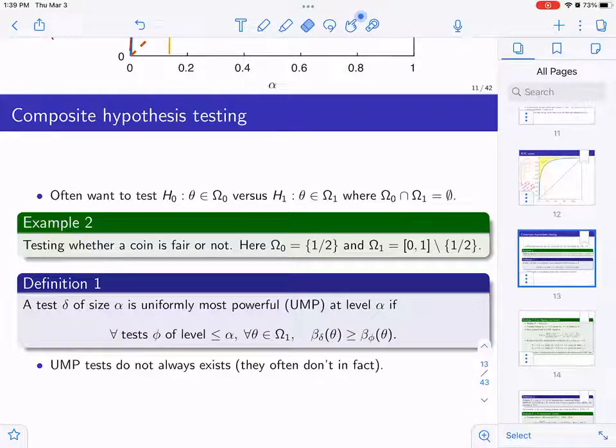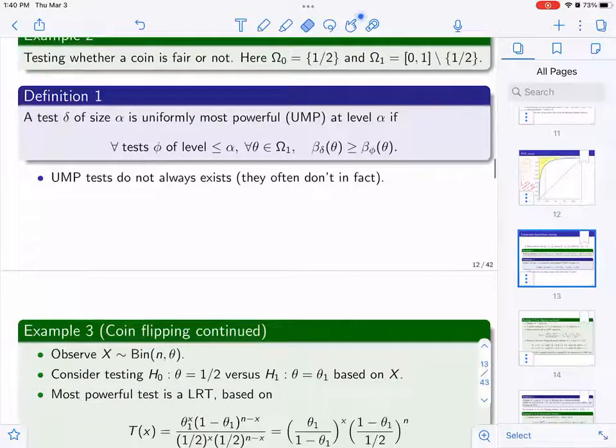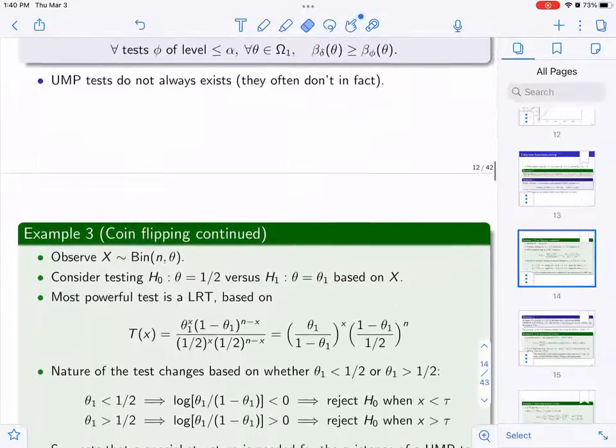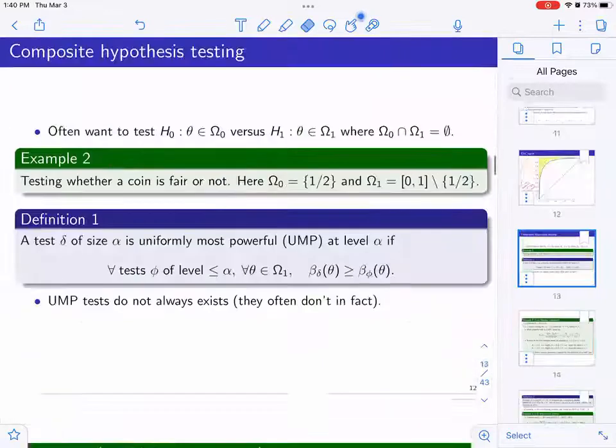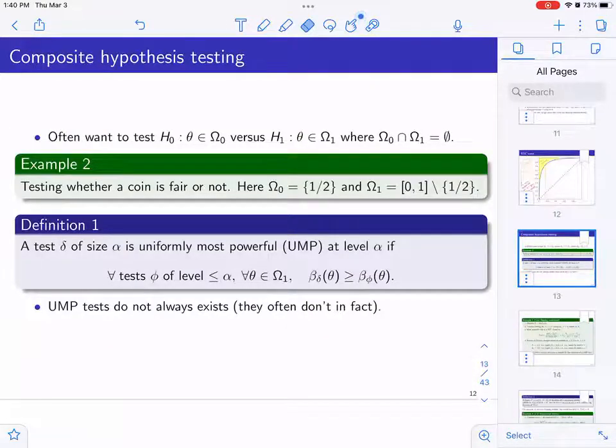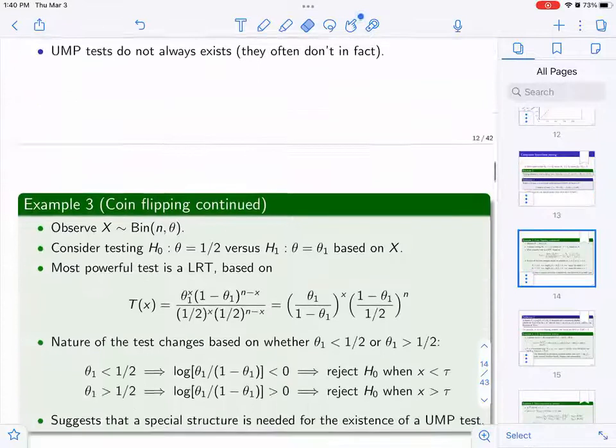That's closer to the idea of comparing risks. And this is hard to achieve. So this uniformity is not necessarily possible. So UMP tests do not always exist. They often don't, in fact. But in some cases they exist. So let's see in what cases they do exist. Is that statement sort of clear? It becomes more clear in an example.